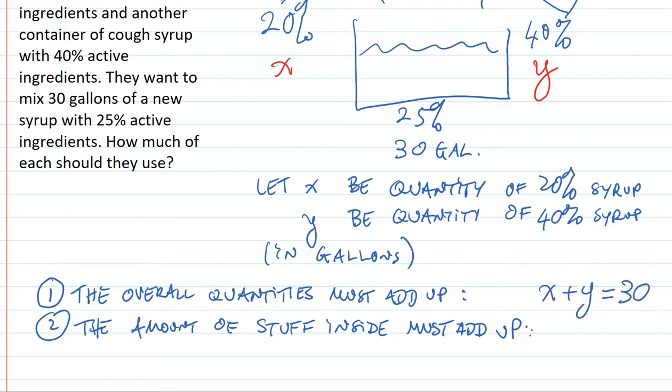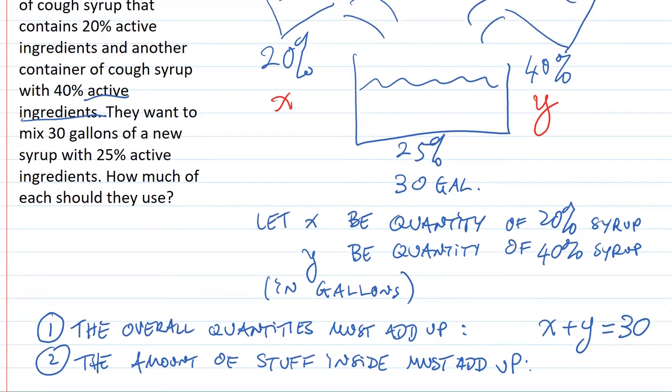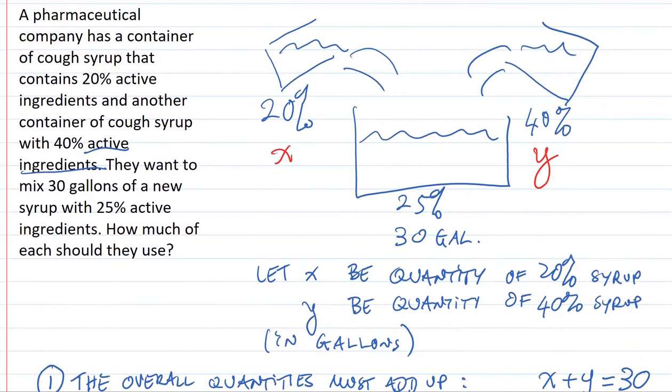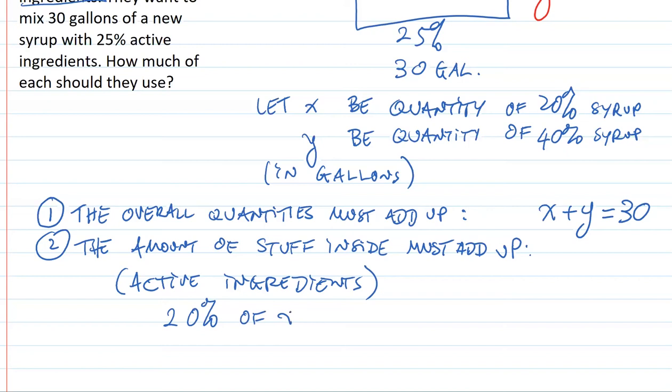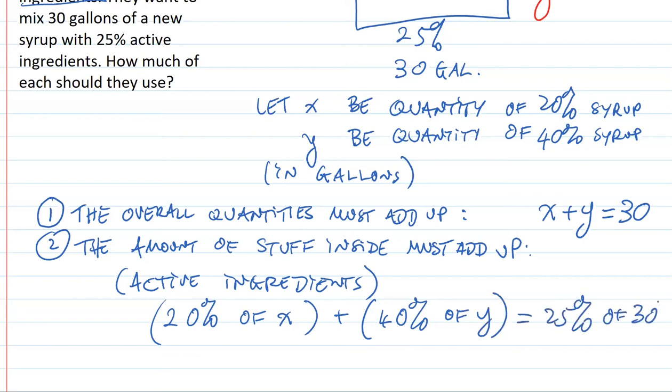And the second thing is that the amount of the stuff inside must add up. The stuff inside in this case is the active ingredients, and there's 20% of it coming in from the left, 40% of it coming in from the right, and it must make 25% of the 30 gallons. The active ingredients must add up. So it's the 20% of the X from the left plus the 40% of the Y must add up, must be 25% of the 30 gallons.